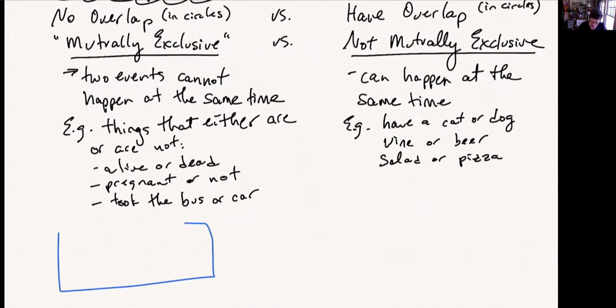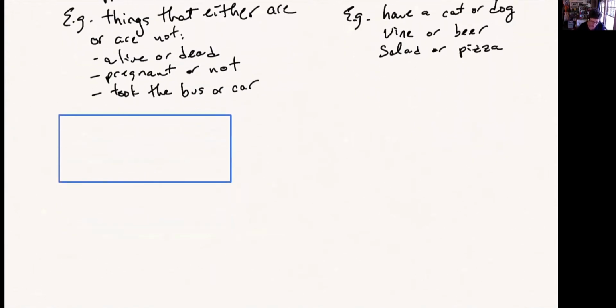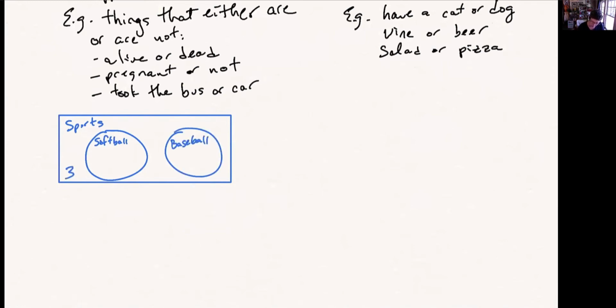So let's look at an example of that. Let's say I've got a Venn diagram here, and I'm talking about what sport you play. I'm totally making this up, so this might not be founded in fact, but let's just suppose that you either play softball or baseball. You can't play both. And let's say I've got a 3 here, a 5 here, and a 4 here. Notice there's no overlap. So I'm telling you, you can either play baseball or softball.